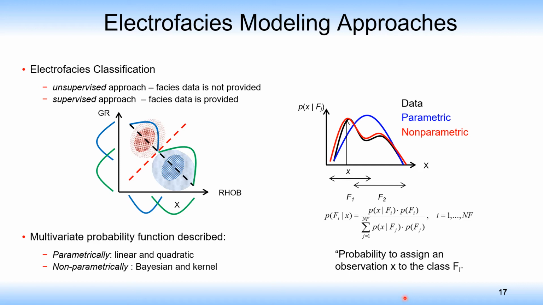In this slide, we're referring to Bayesian classification. There's also neural networks. But the way this is set up is just saying, for a given observation, what is the probability that it belongs to a particular facies? And then we solve for that.